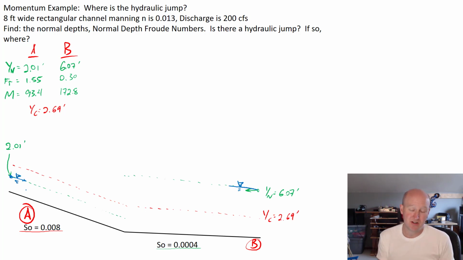And then the question is, what happens in between? A is upstream controls, B is downstream controls, and those two control directions are going to intersect. And when that happens, we'll have to have a hydraulic jump.